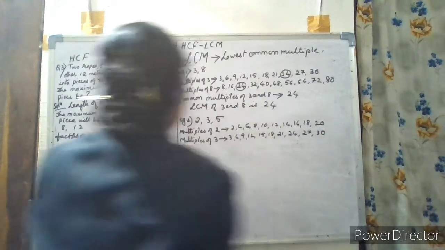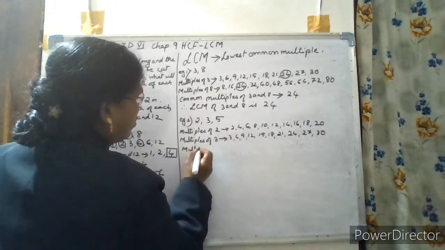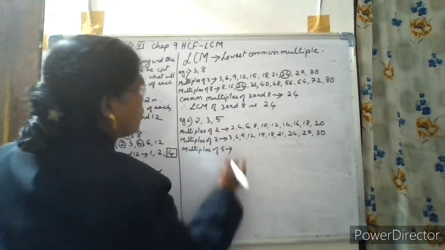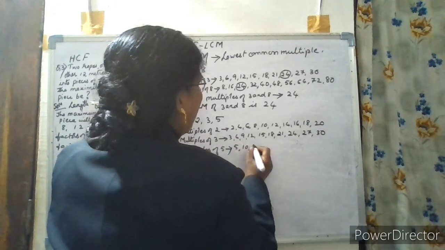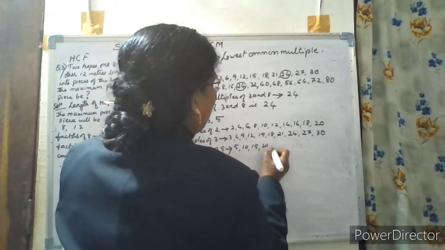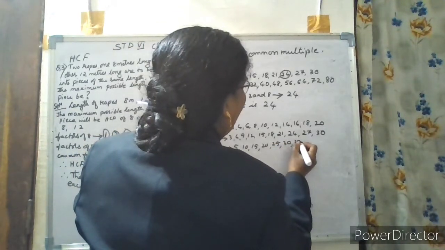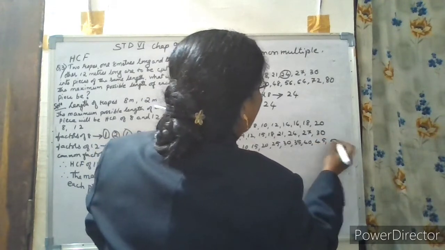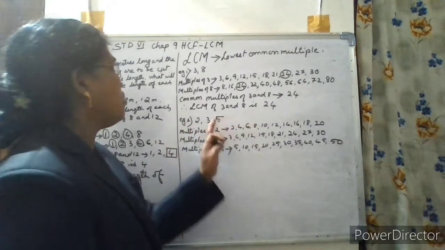Come to the multiples of 5. 5 1s are 5, 5 2s are 10, 5 3s are 15, 5 4s are 20, 5 5s are 25, 5 6s are 30, 5 7s are 35, 5 8s are 40, 5 9s are 45 and 5 10s are 50. So we got all the multiples of 2, 3 and 5.